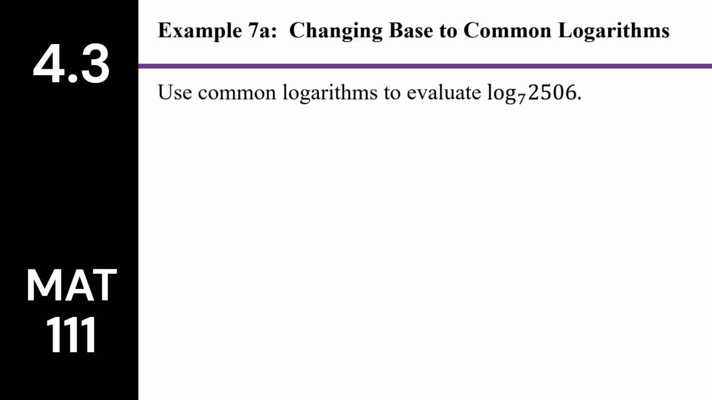In example 7a, we'll use common logs to evaluate this log. So we'll use our change of base formula to write this as the common log of 2506 over the common log of 7. We can use our calculator because we have a log button, and that comes out to approximately 4.02.